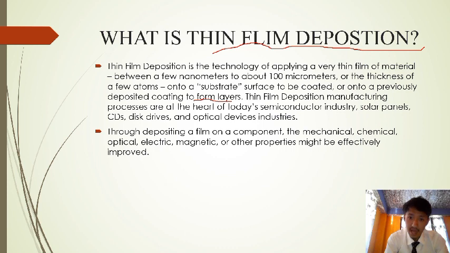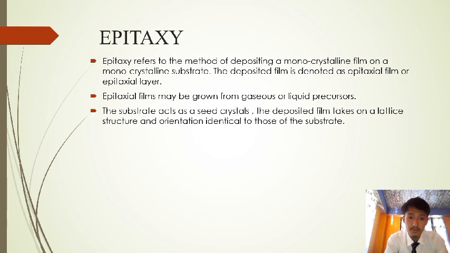So why do we add thin films on this substrate? It is because it helps the component to improve the mechanical, chemical, and other magnetic properties. It helps those properties to be better or more effective by adding thin films. Okay. Now moving on, epitaxy.